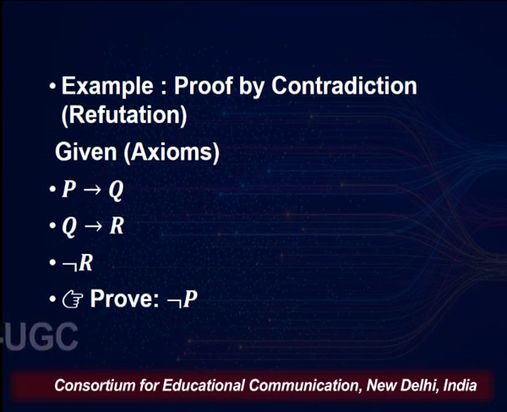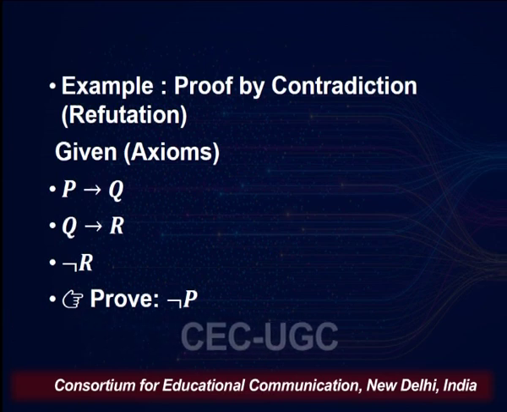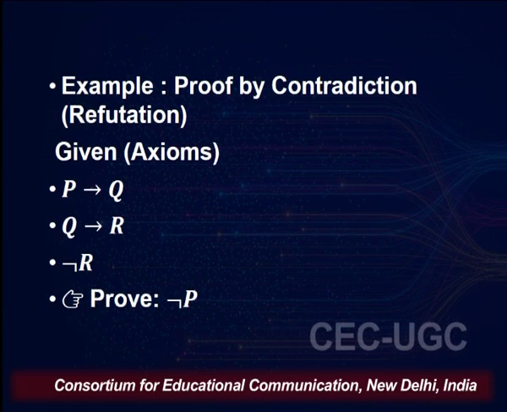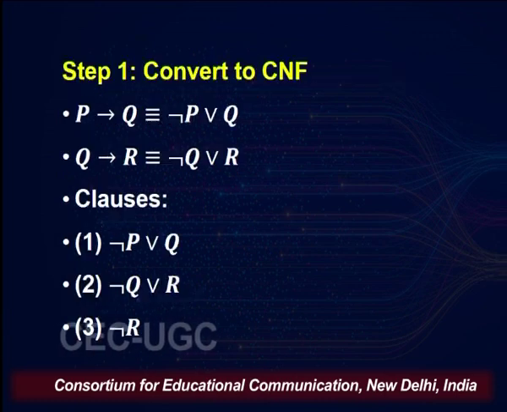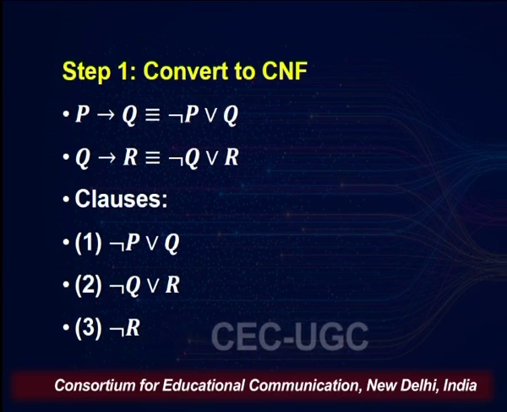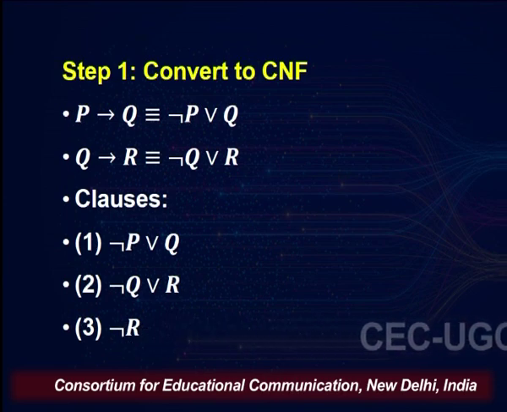These are the three axioms which are already given to us, and what do we need to prove, or what is the goal? The goal is negation of P. Now, what are we going to do? In the next step, we will convert all the three axioms into clausal normal form.